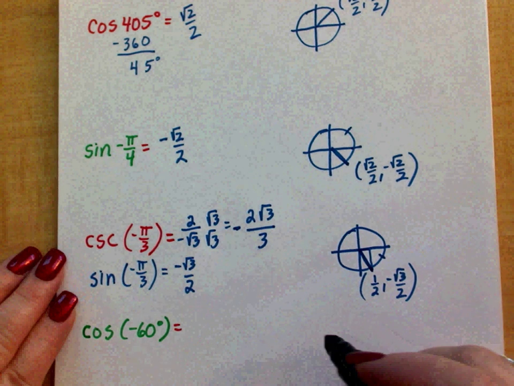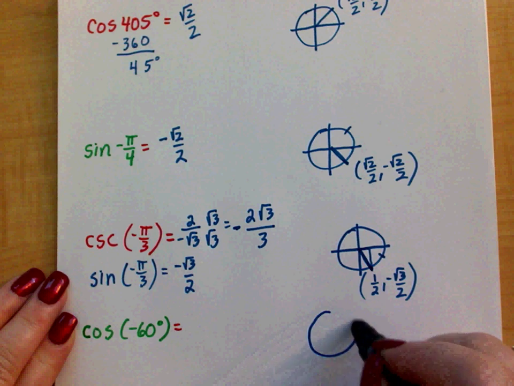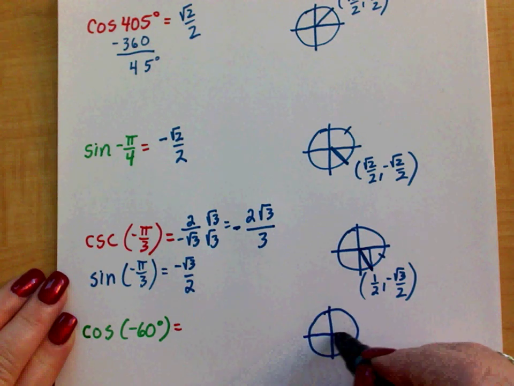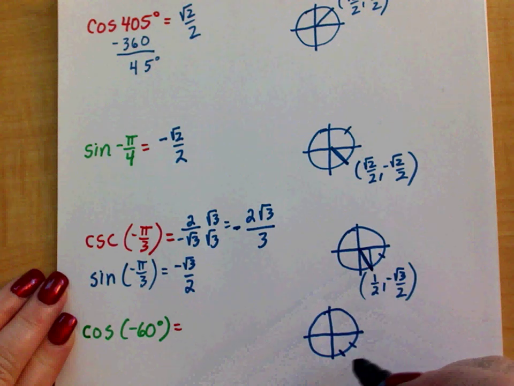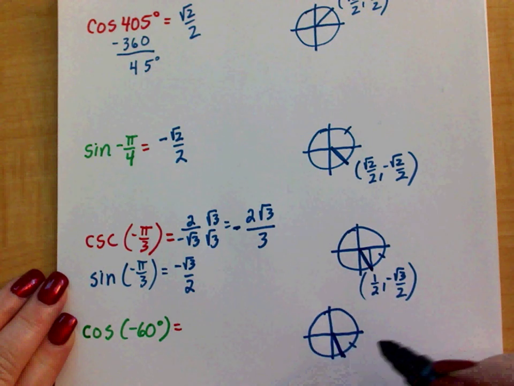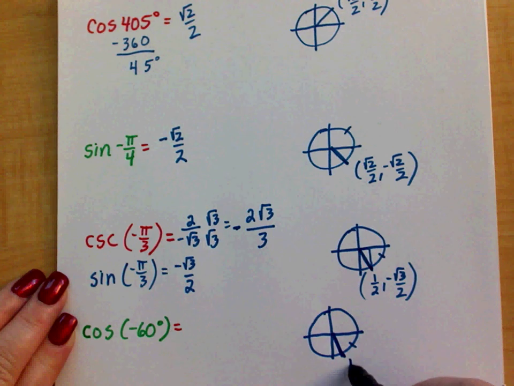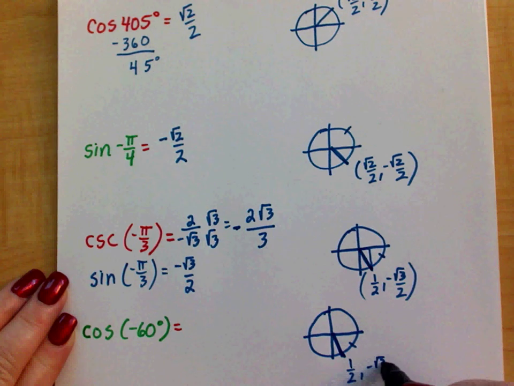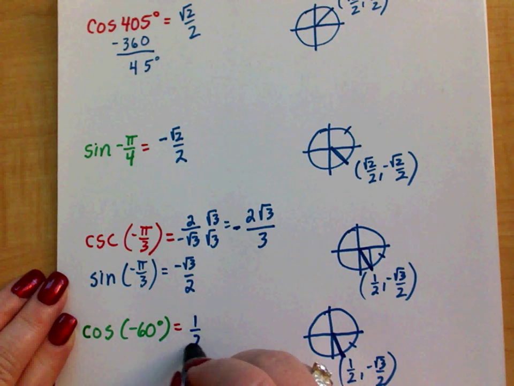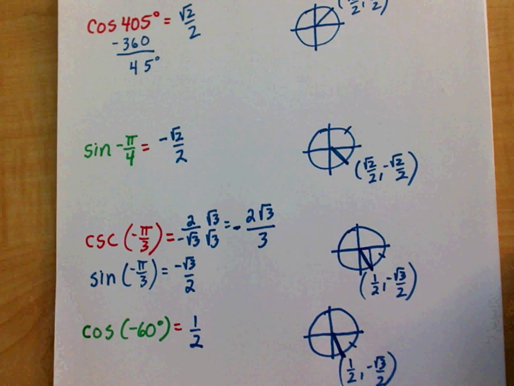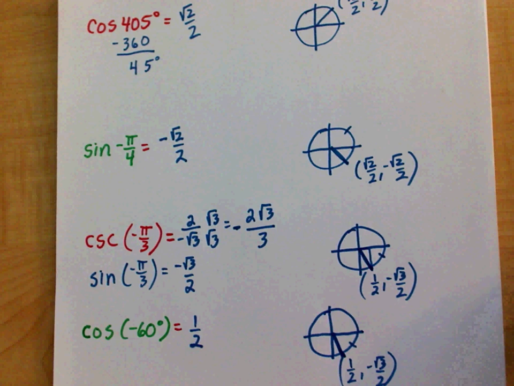Alright, next problem is cosine of negative 60, which, surprise, I think is the same place as negative pi over 3. It's right here. And we already said the coordinate there is over 1/2, down square root of 3 over 2. So the cosine of negative 60 would just be 1/2. So there we have really found the values of some specific trig functions.